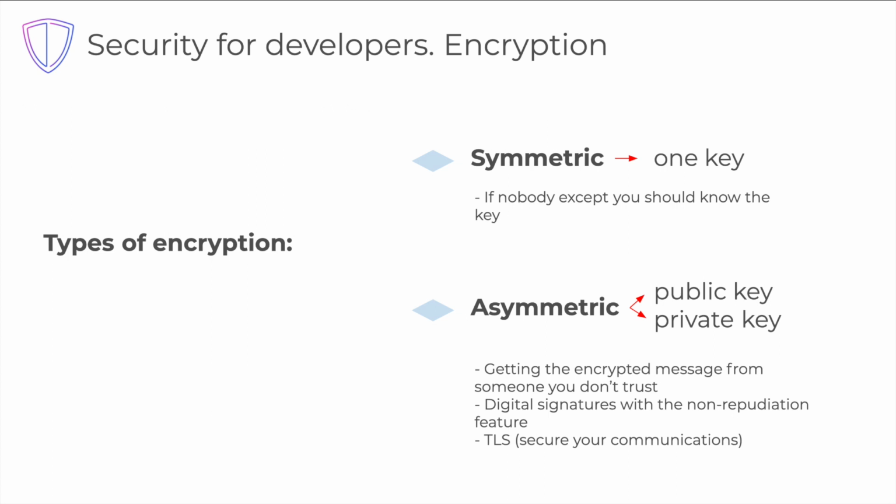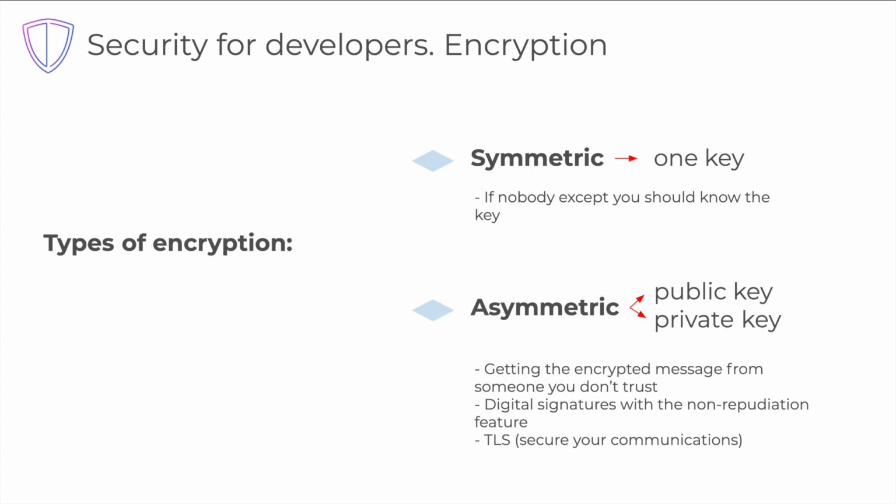This is used for receiving encrypted messages from any source and for digital signatures with the authorship non-repudiation function, allowing us to check who was the signatory. Asymmetric encryption is also used for TLS and other options. Hopefully, symmetric encryption is already clear to you, but regarding asymmetric encryption, there are a couple of important points to bear in mind.